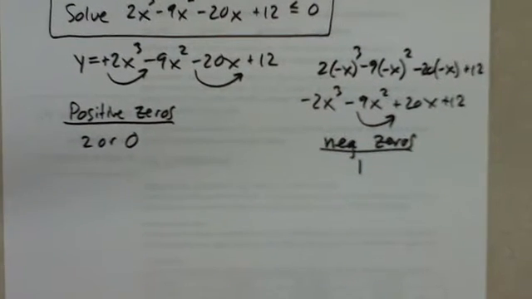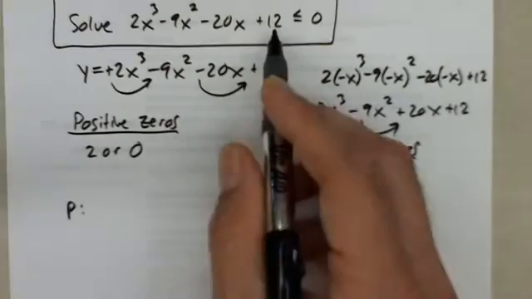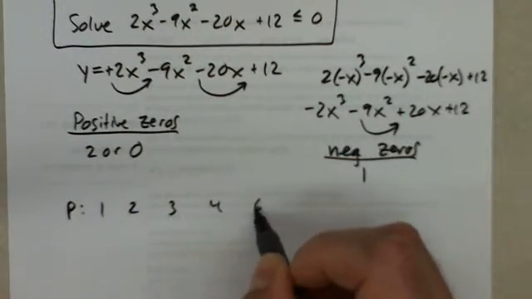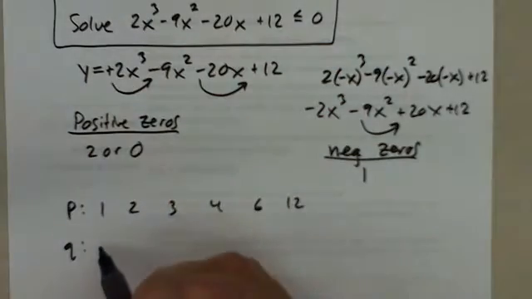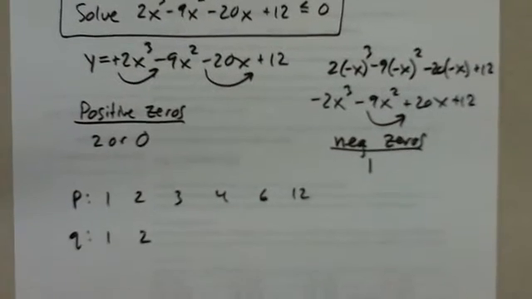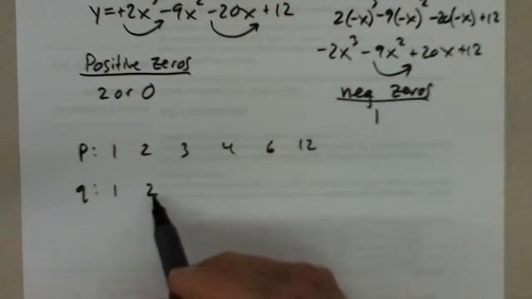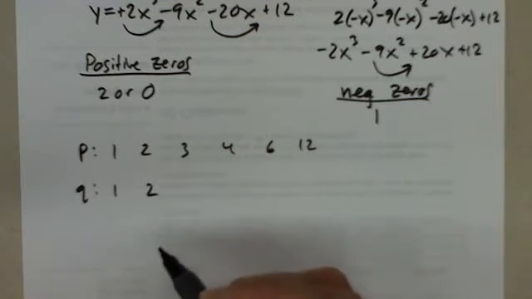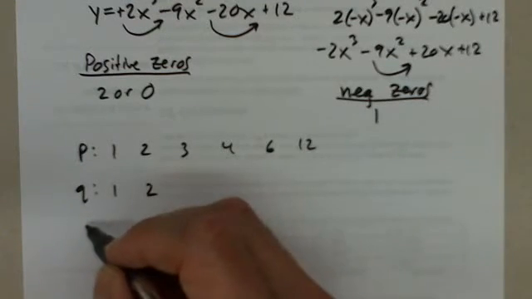Okay, let's look at the possible rational zeros, and that's p over q. So p comes from the 12: 1, 2, 3, 4, 6, 12. And the q comes from the 2: 1 or 2, and then we just do p over q. We'll have all of these numbers divided by these numbers, and we won't list them all just to save time.